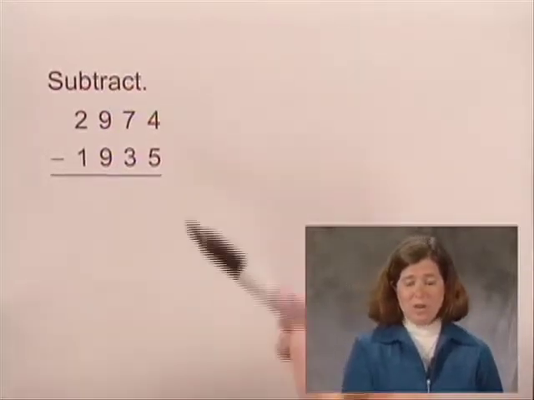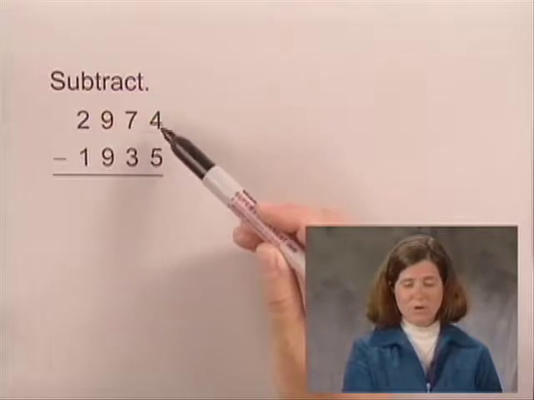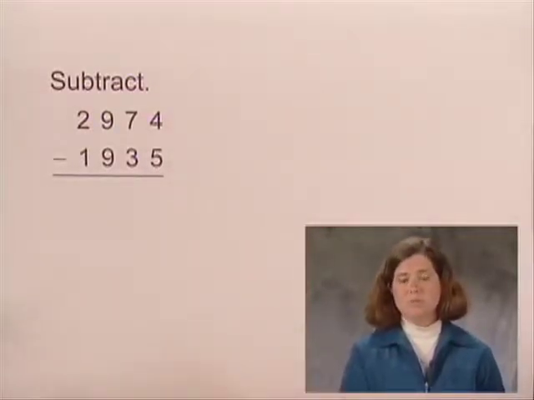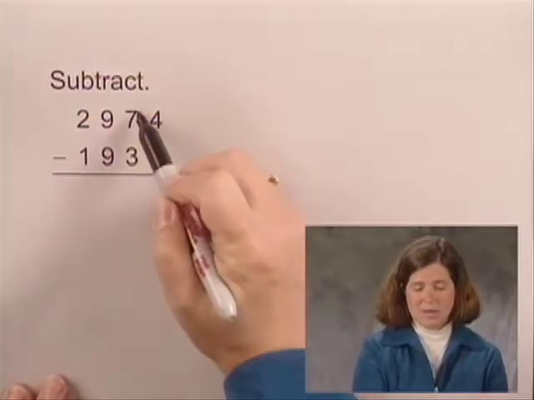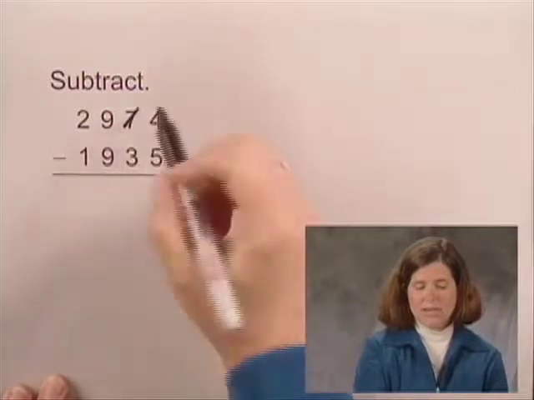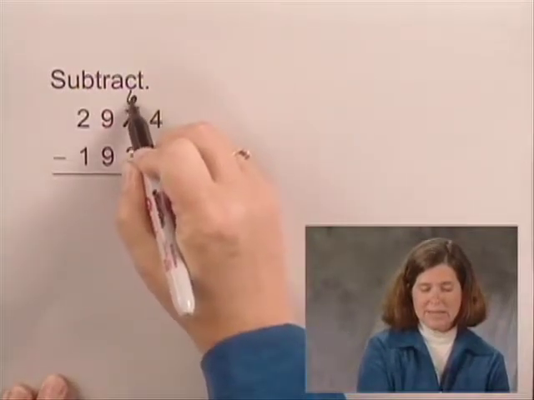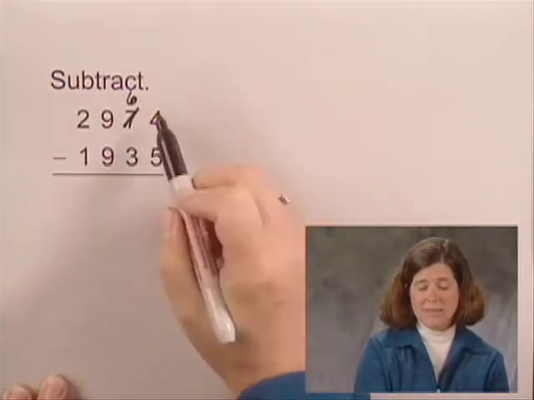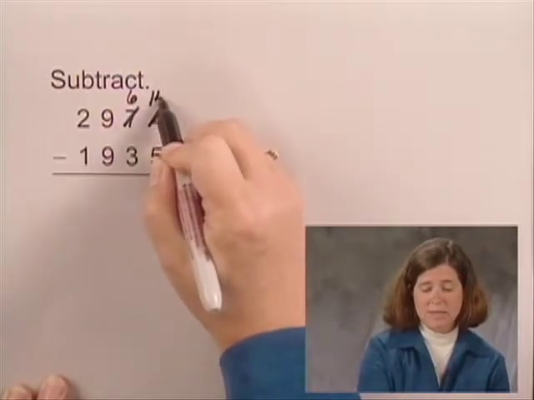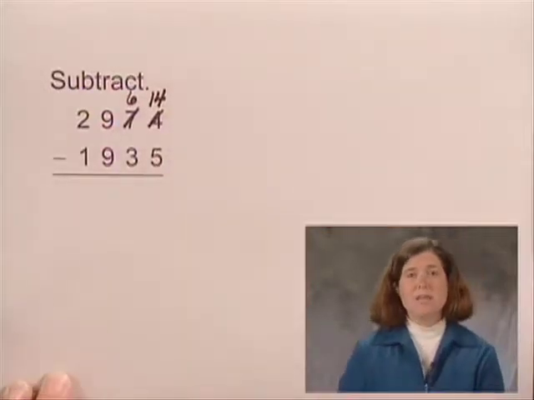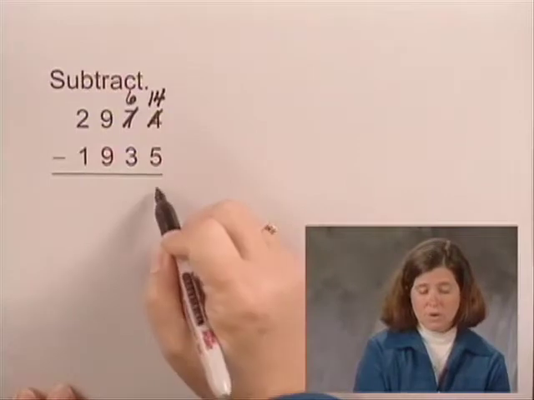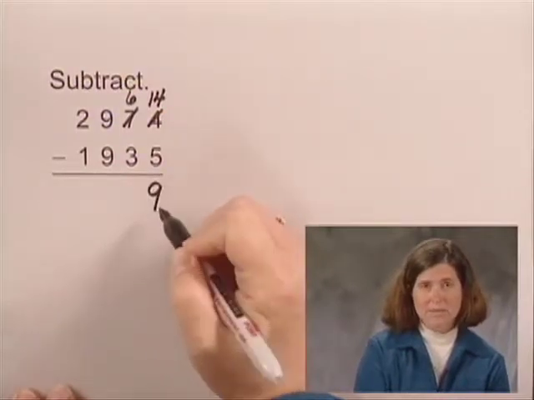To begin with, we need to subtract 4 minus 5 ones. But in order to do that, we'll need to borrow a 10 from the 7 tens. Removing 1 ten leaves us with 6 tens and 10 ones. Adding 10 ones to the 4 ones gives us 14 ones. Doing this enables us to subtract now 14 minus 5, or 9 ones.